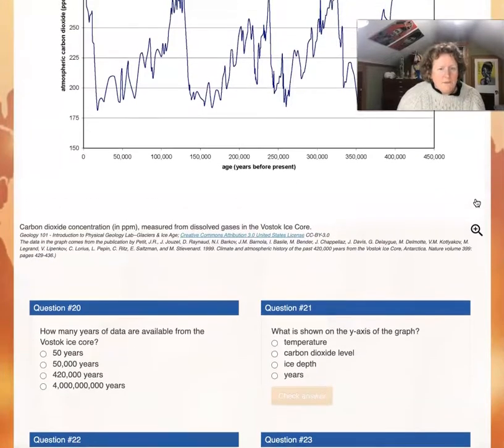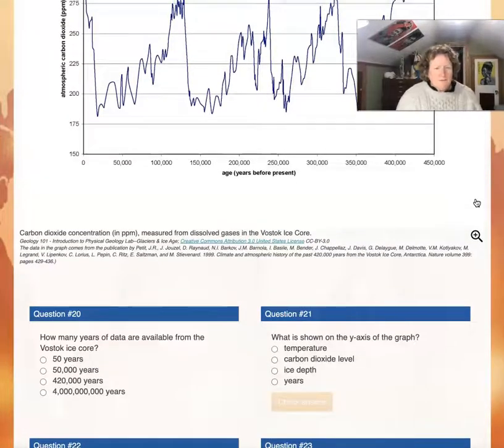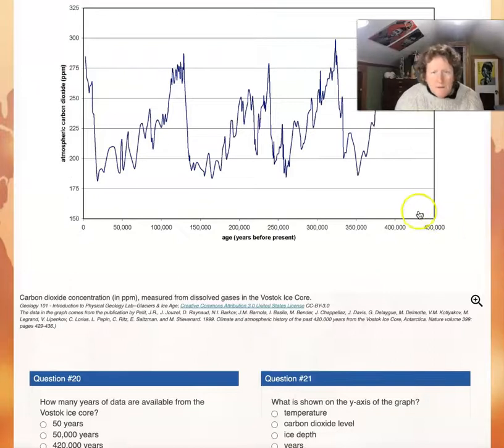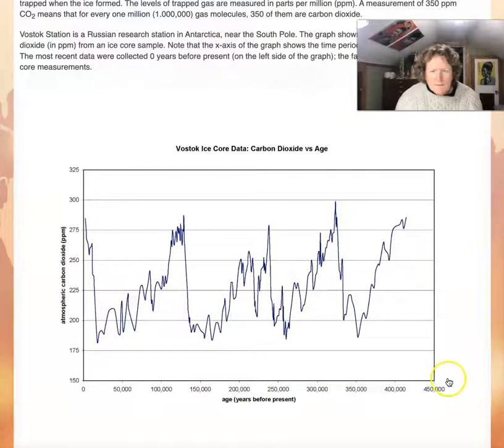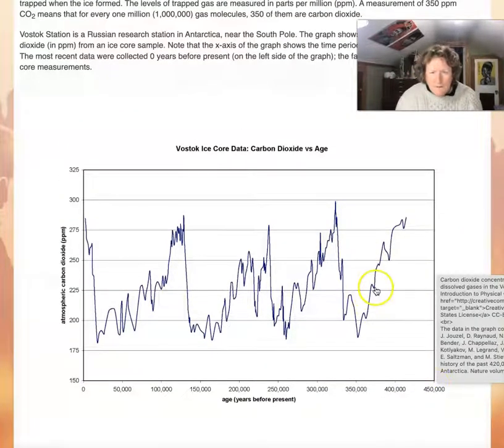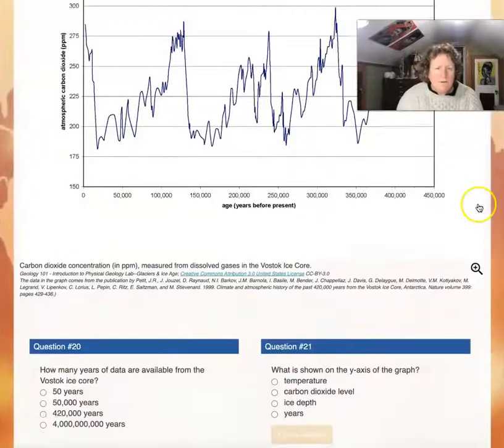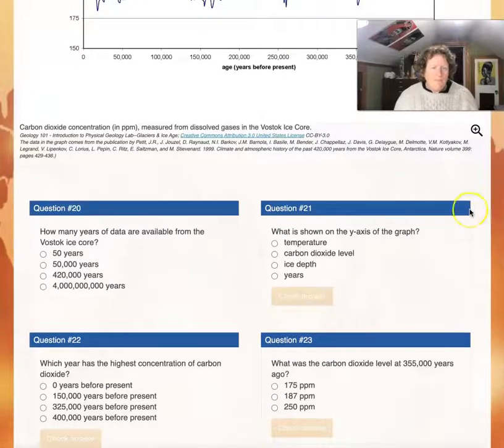How many years of data are available from the ice cores? Well, right now, it doesn't go out to 450, but it goes just past 400,000. And here's 425, a little less than 425,000. So I think you can figure that one out.